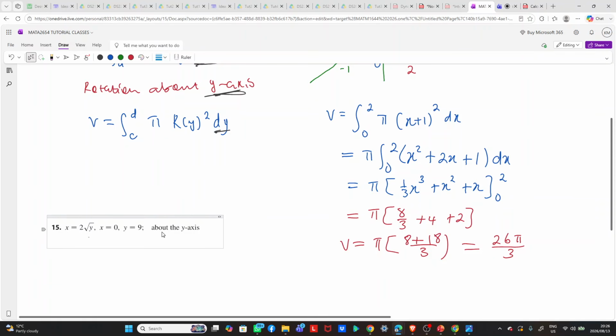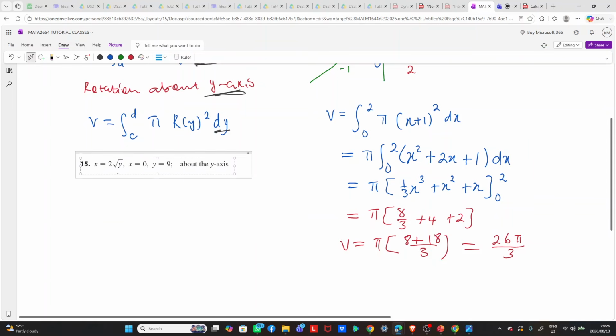region about the y-axis. Okay, so if we think about it more open-mindedly, you can see that really now what is going on here, this function is going to look something like this. It's going to look something like that, right?